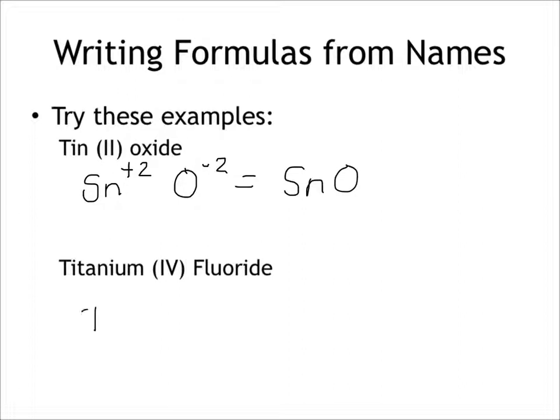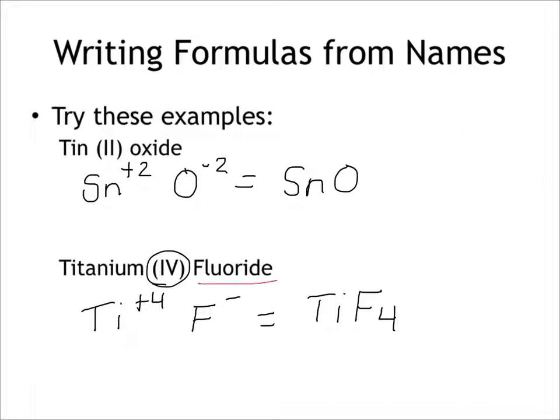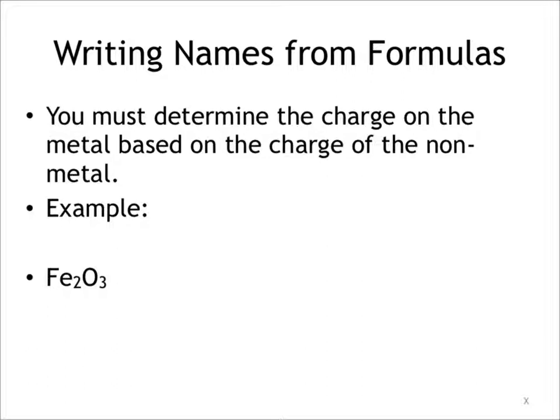Titanium is Ti, and according to our Roman numeral, it has a charge of +4. Fluoride has a charge of -1 because it's in group 7. Put these together, and we get TiF4. Remember, always use the nonmetal in order to help you figure out what the metal is, especially in these next examples that we are going to do. So as I said, it really depends on the nonmetal here.